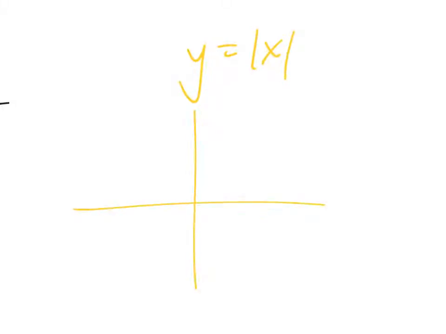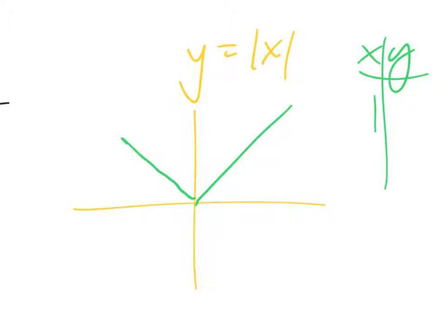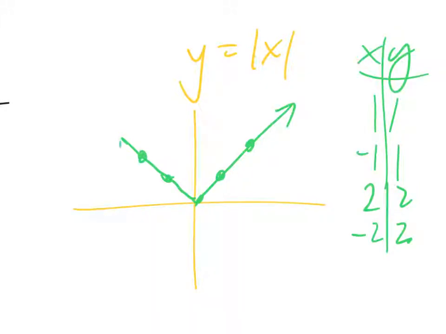Okay, absolute value. V shape looks like this. If you had to, you could always make an XY chart and put in 1 and get 1, -1 and still get 1, 2 and get 2, -2 you still get 2, because the absolute value makes it positive. And that's where all these points come from. It's kind of like a parabola except it's more of a sharp turn. Straight lines on each side. Does that make sense?